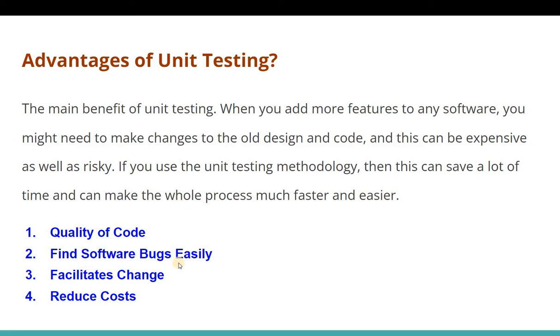Here are the main few advantages you can highlight: quality of code, finding software bugs easily, facilitating changes, and reducing cost. If we think about how unit tests help the quality of code, unit testing significantly improves code quality. It helps developers identify the smallest defect that might be present in the unit before it goes to integration testing. The next one is finding software bugs easily. Yes, unit tests help identify all kinds of issues with software at a very early stage.